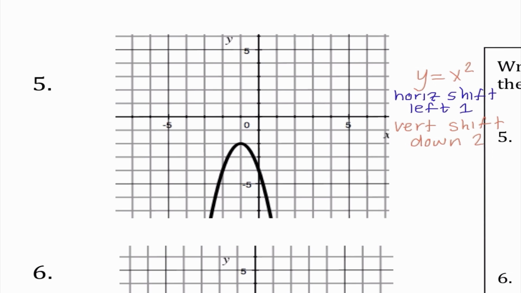Next thing I'm looking for, it looks like it's a reflection over the x-axis because it's going down instead of going up. And the last thing I'm checking for, does it look like it's just going down 1 over 1? And it does not. It looks like it's going down 2 over 1. So I'm going to say that there is a vertical stretch.